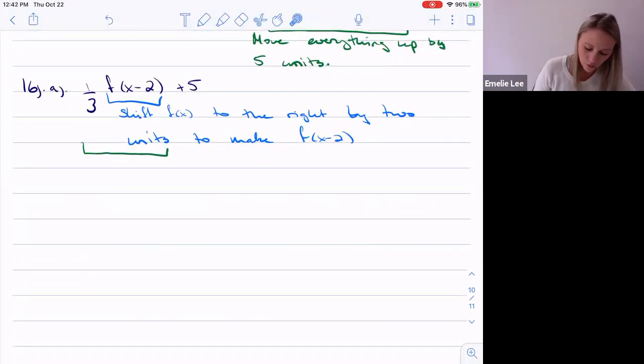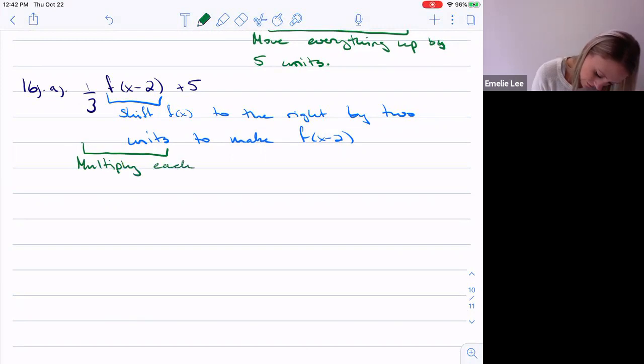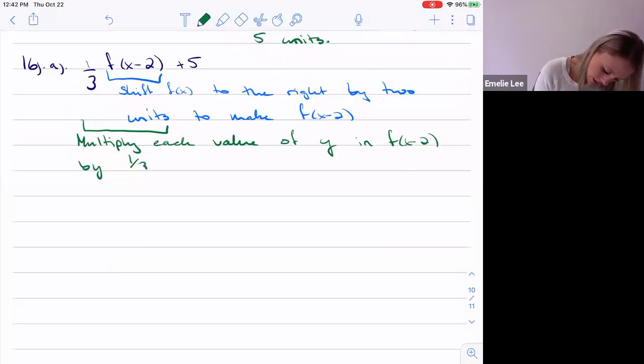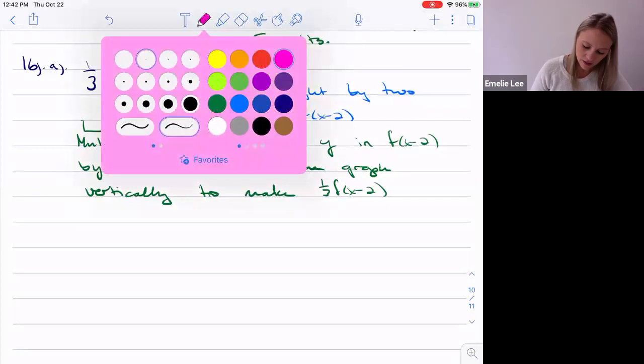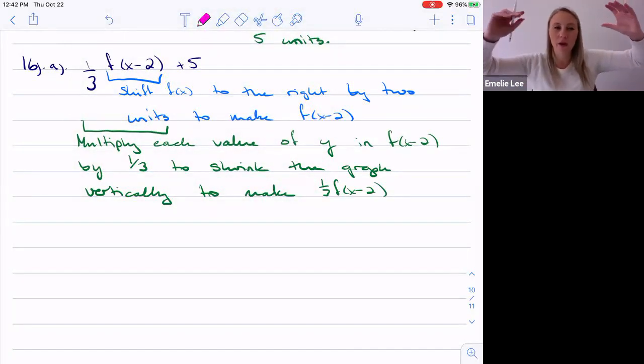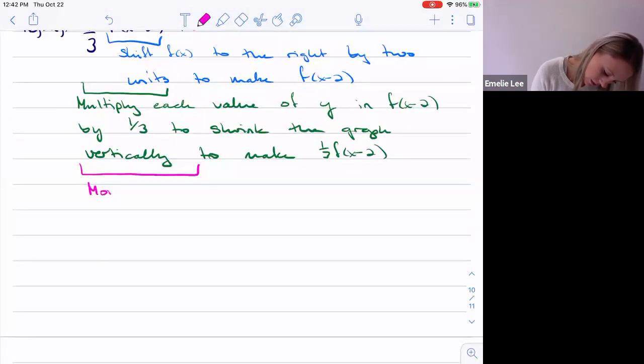So now what's happening is each value of y is going to get multiplied by 1 over 3 to shrink the graph. Multiply each value of y in f of x minus 2 by 1 over 3 to shrink the graph vertically, to make 1 over 3 times f of x minus 2. Then the last thing I'm going to do here is take that whole thing and move it up by 5 units. Then I'm going to move 1 over 3 f of x minus 2 up 5 units.